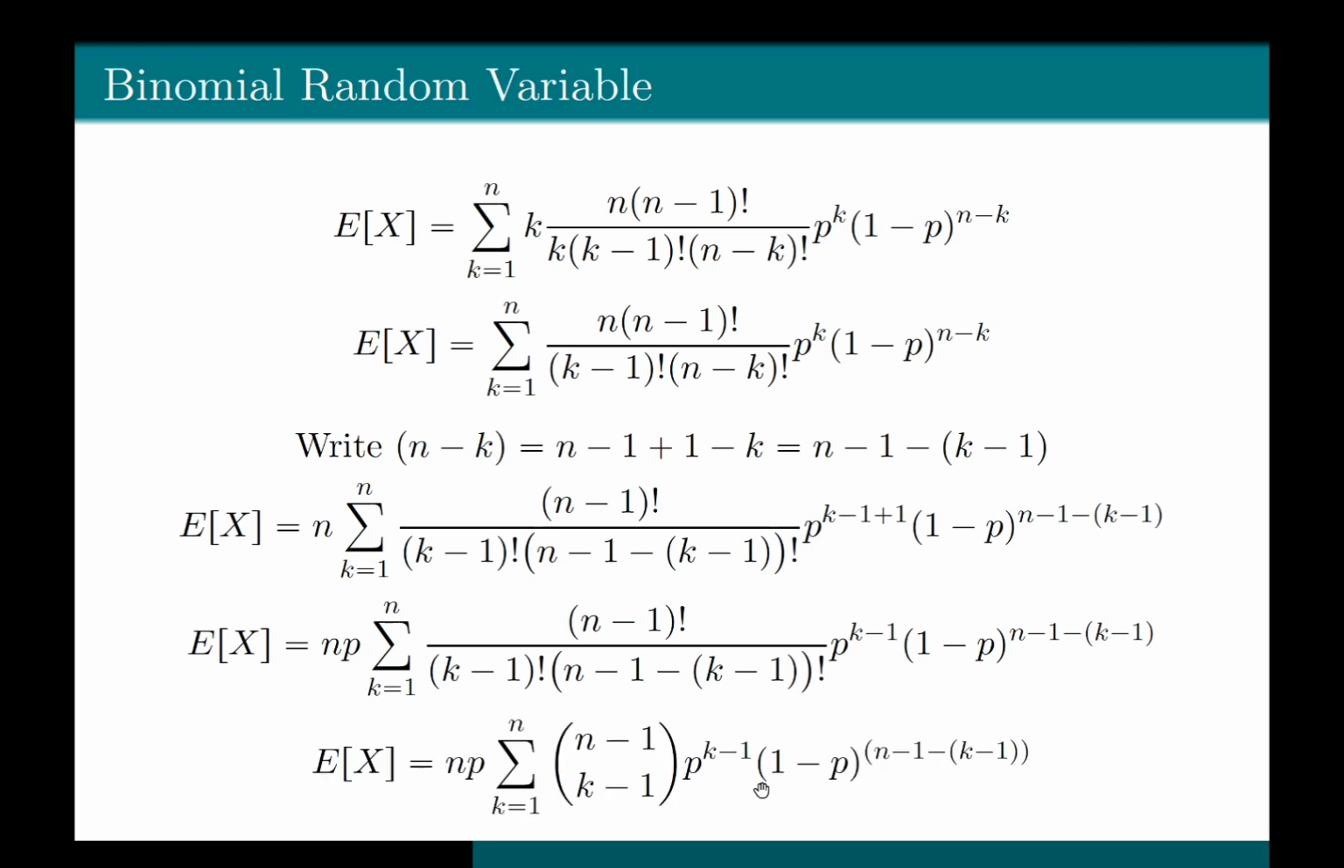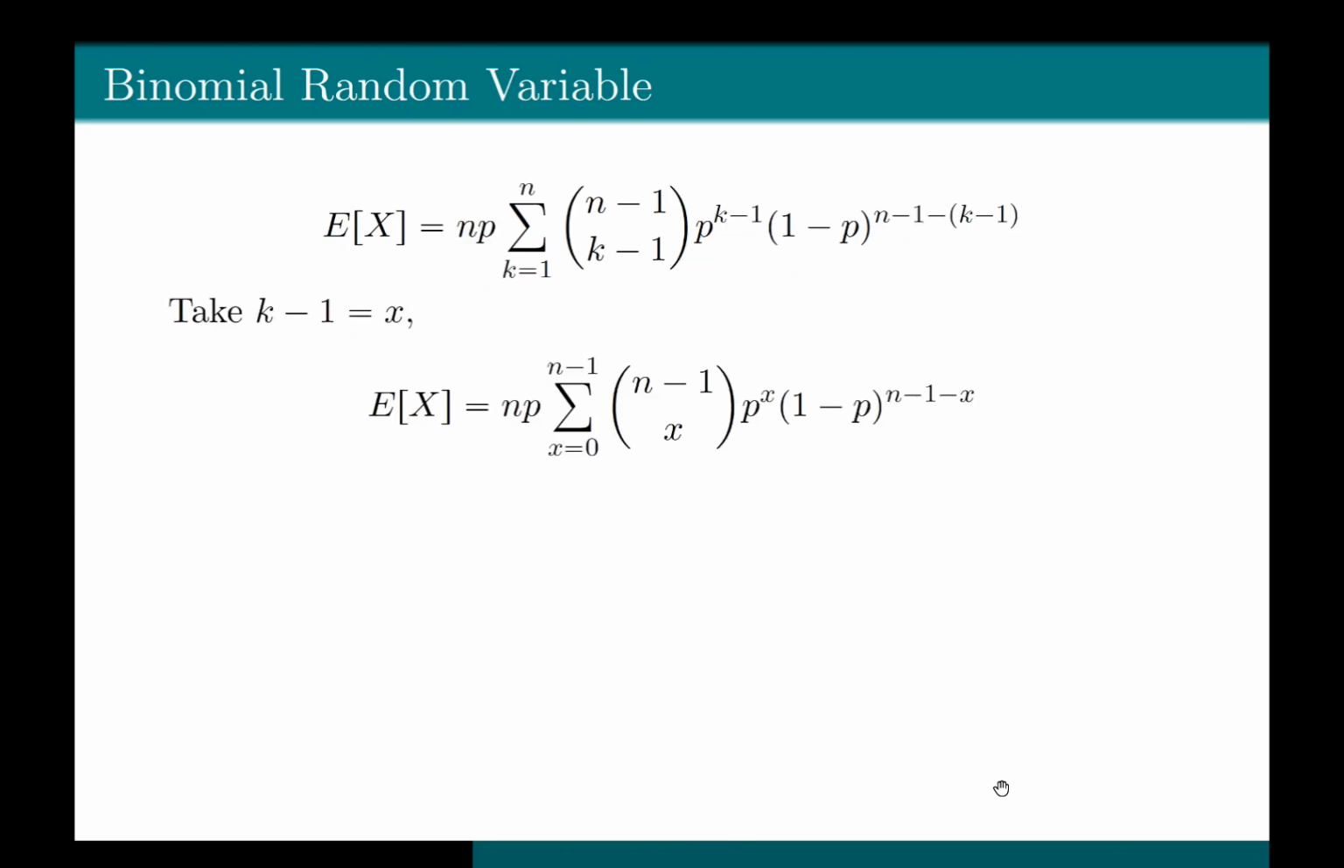Okay, now if you carefully see, we have (n minus 1) factorial divided by (k minus 1) factorial times (n minus 1 minus (k minus 1)) factorial. And if you carefully see, this is nothing but n minus 1 choose k minus 1. If you write it in the compact form, it is just (n-1)C(k-1). So we write this expression as (n-1)C(k-1), and we will get the last inequality.